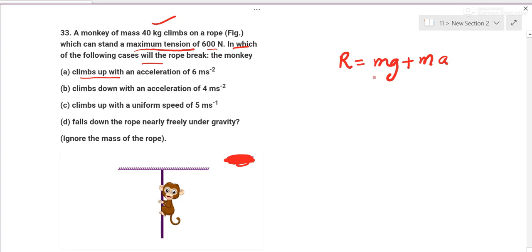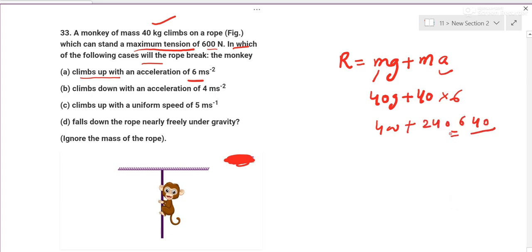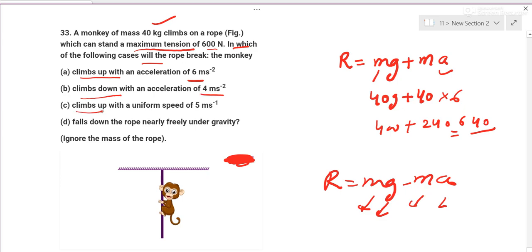So right now, mass is 40 into g. Then again, the second mass is also 40. And what is a? Acceleration is given. So you can calculate this. This is 400 and this is 240. This is 640. So yes, here it will break. First case it will break. Then it is climbing down. When it goes down, then weight decreases. So please substitute values m and g, m and a. A is 4. Then up with uniform speed.